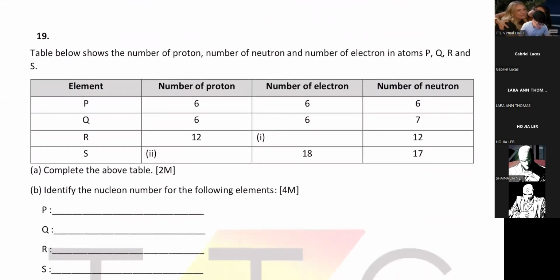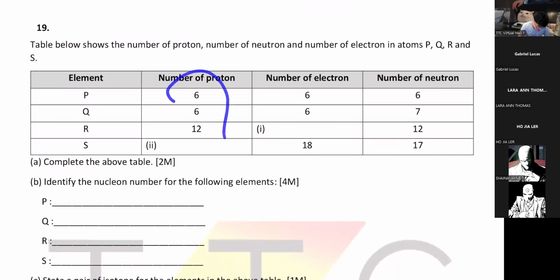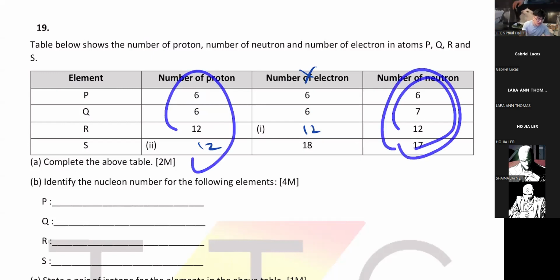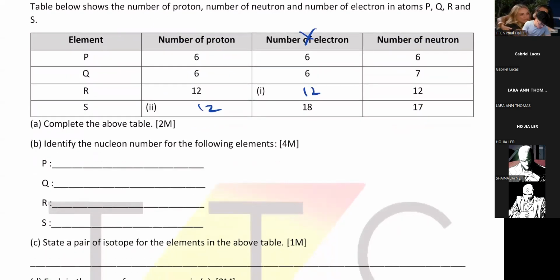Okay, so 19. Table below shows the number of proton, neutron, and electron. So proton and electron is the same. You just copy back. So 6, 6, 6, 6, 12, 12, 18, 18. We don't really care about this column. We care about the neutron because this plus this equals to the nucleon. So they want the nucleon already. So 6 plus 6, 12, 6 plus 7, 13, 12 plus 12, 24, 12 plus 17, 29.